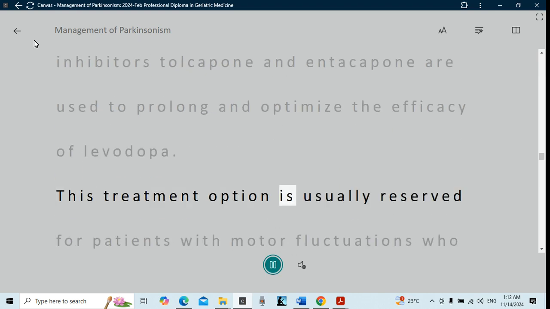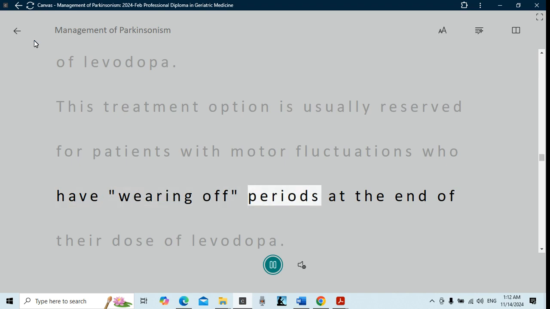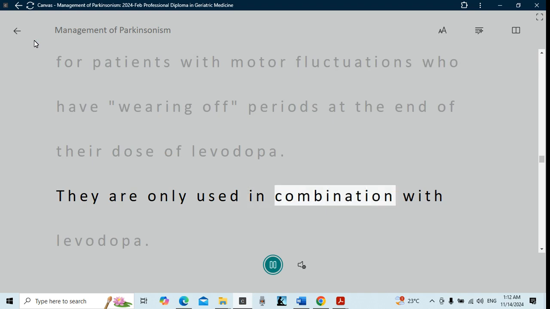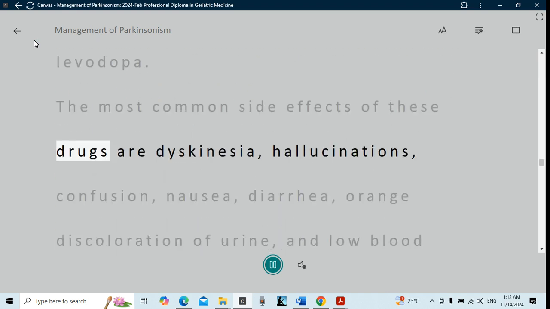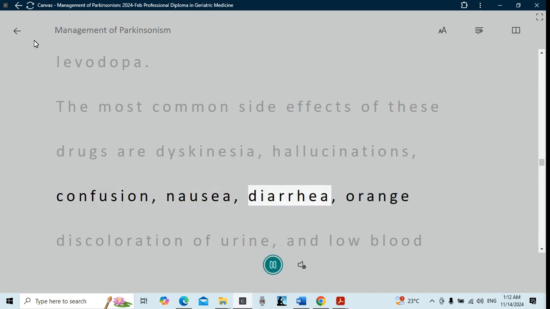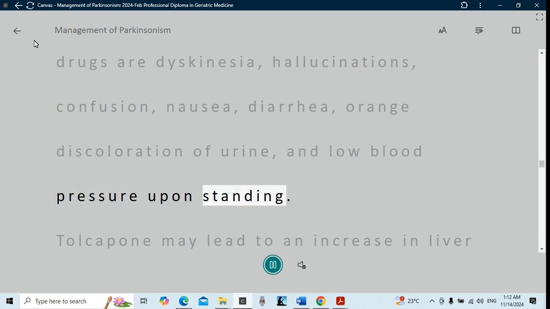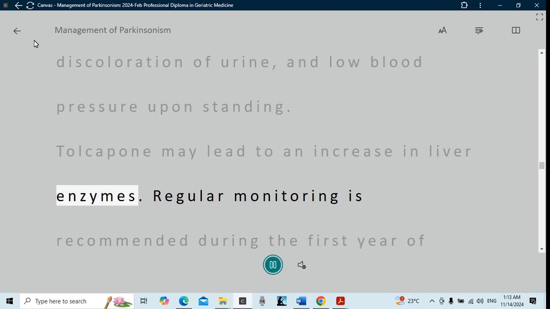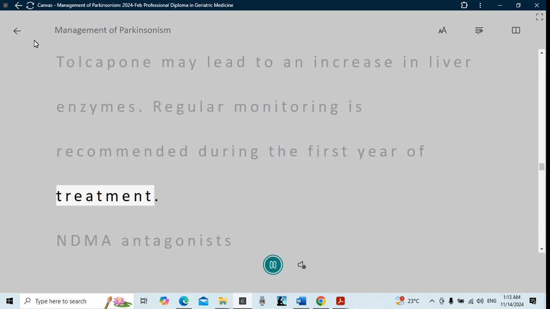This treatment option is usually reserved for patients with motor fluctuations who have wearing-off periods at the end of their dose of levodopa. They are only used in combination with levodopa. The most common side effects of these drugs are dyskinesia, hallucinations, confusion, nausea, diarrhea, orange discoloration of urine, and low blood pressure upon standing. Tolcapone may lead to an increase in liver enzymes. Regular monitoring is recommended during the first year of treatment.